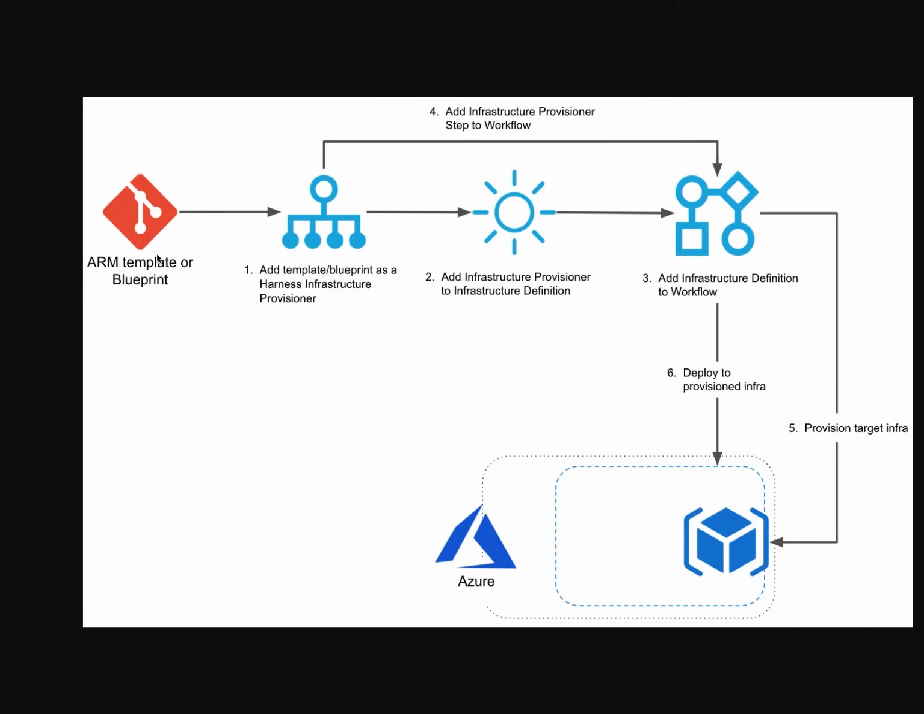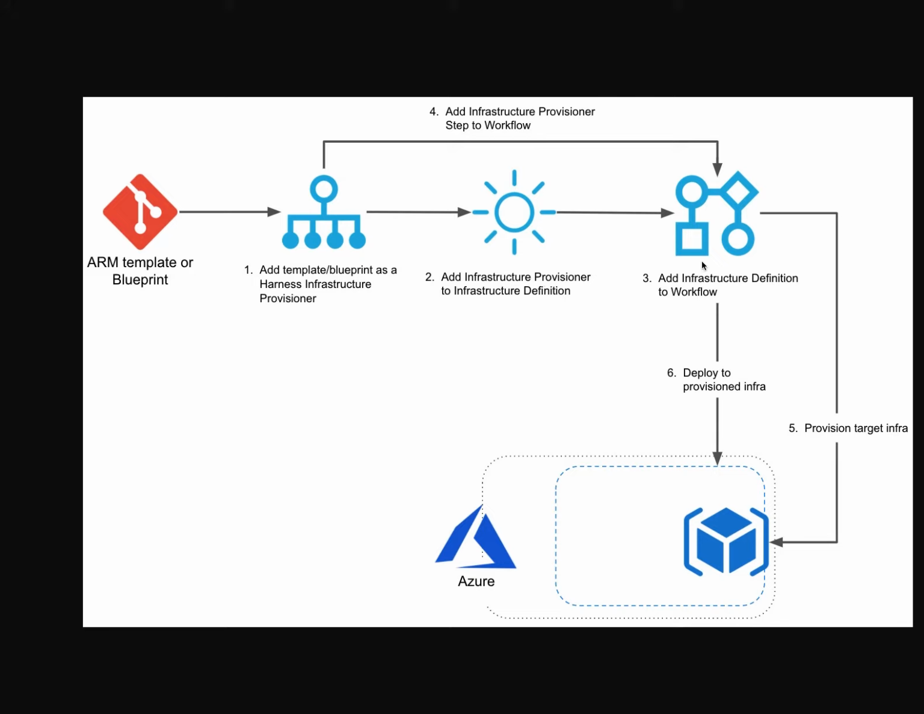You'll start out by adding your template to Harness as a Harness infrastructure provisioner. That's basically just a connection to your Git repo and a pointer to the template, or you can even do it inline here. Once you have that, you take your infrastructure provisioner and add it as the infrastructure definition. What this identifies is the ARM template resources as the target for a deployment. An infrastructure definition is basically your target environment.